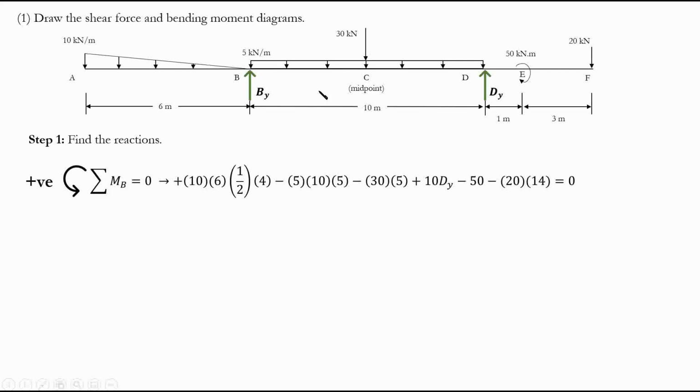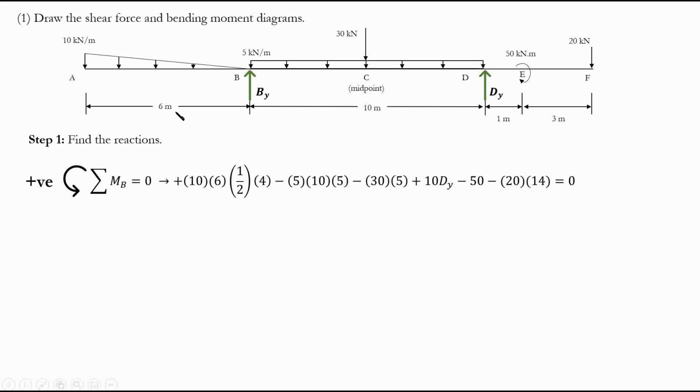And that's how we're going to think about the sense of turning or direction for these moments, for positive convention. So in this case, of course, to say that we are taking the summation of the moments about point B to be equal to 0, we need a convention. We need to know which sense is positive and which sense is negative. So in this case, we are going to go with the counterclockwise as the positive sign convention.